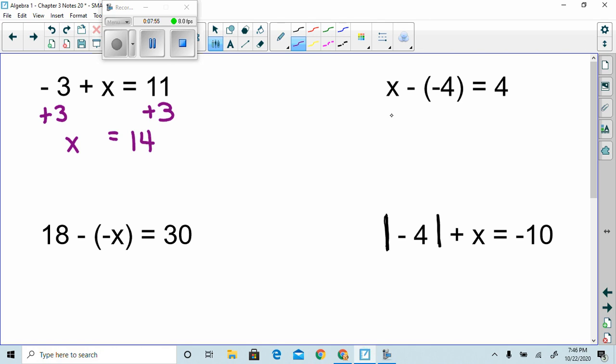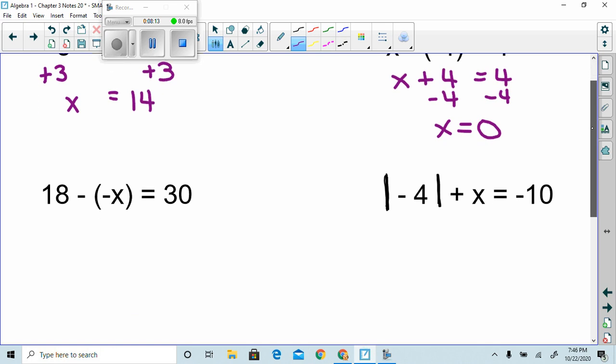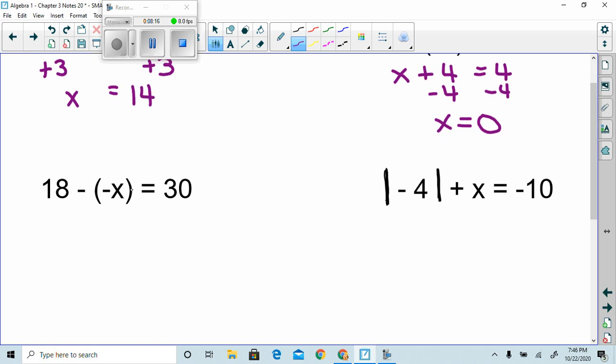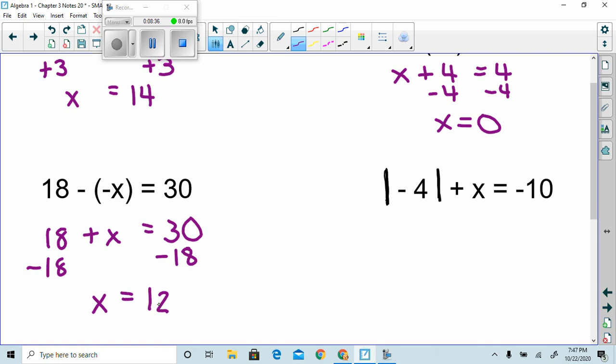On the second one, I could simplify first by adding the opposite. I'll then go ahead and subtract. And I get x is equal to 0. 0 minus a negative 4, add the opposite, gives me 4, it works. In this one again, I see these parentheses and I see this negative sign, just like in the previous problem. I can go ahead and simplify. I now can subtract, use my subtraction property of equality, and I get x is equal to 12.